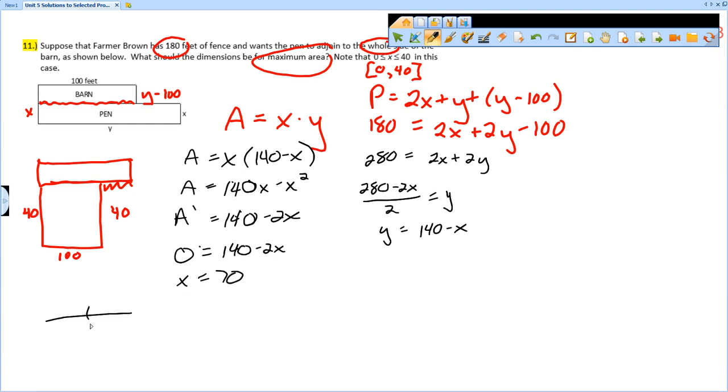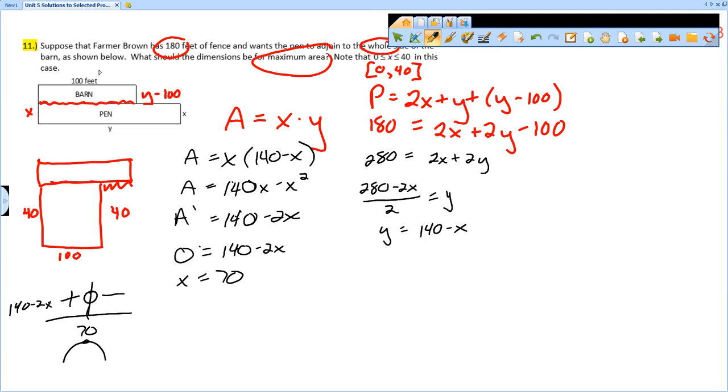And so now if I were to do a sign analysis here, I get 70. I put 140 minus 2x, and I put a 0 here, and then I say, okay, well, a number to the left, like 0, would be positive, a number to the right, like 100, would be negative. And so it looks like we are getting a maximum here, right?